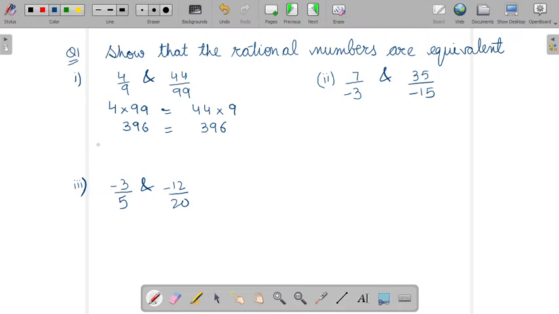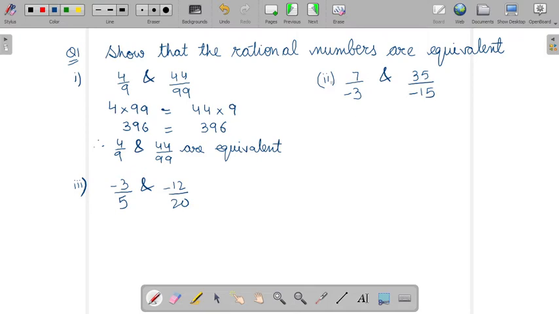After doing the cross multiplication, both of them are equal. Therefore, 4 upon 9 and 44 upon 99 are equivalent. If they do not come out equal after the cross multiplication, then you will write that it is not equivalent.